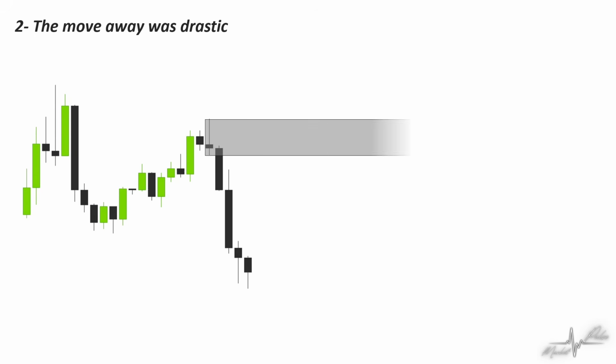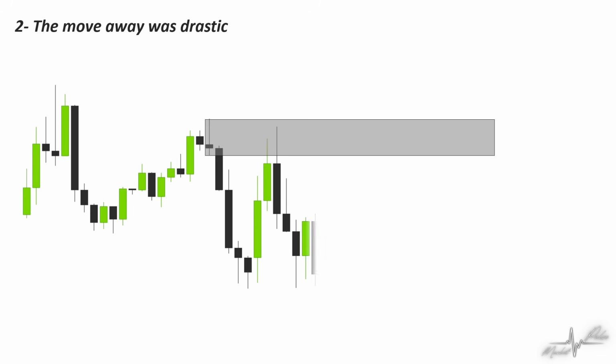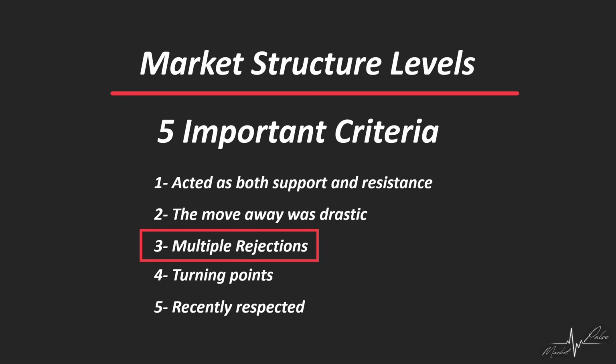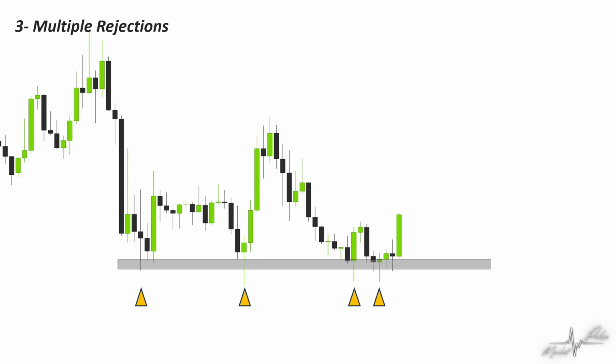Number 2. The move away was strong. If price left an area aggressively, it's a sign that the level is important and price may react strongly there again. Number 3. Multiple rejections. When price rejects the same area several times, it shows that traders are consistently reacting at that level. The more rejections, the stronger the level. However, this doesn't guarantee it will hold again. After a break, we typically want to see a retest before expecting another reaction.